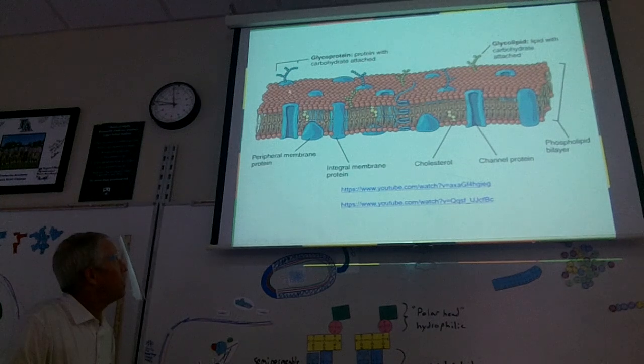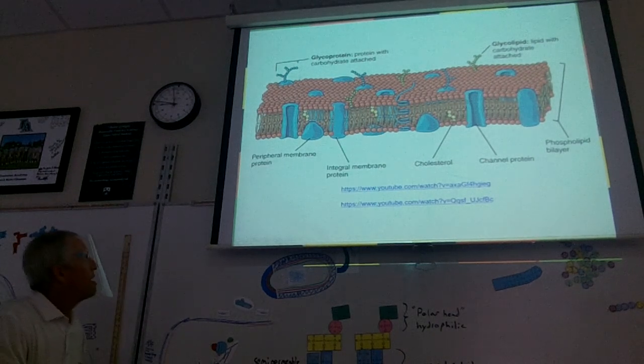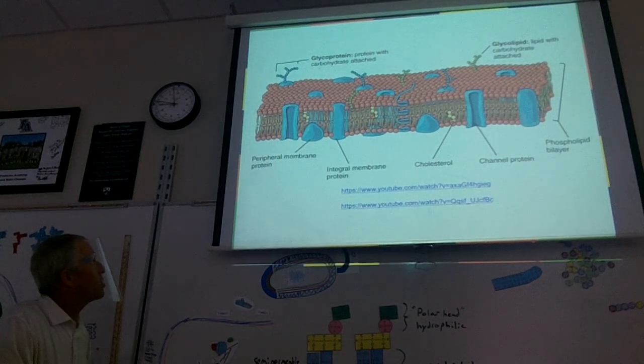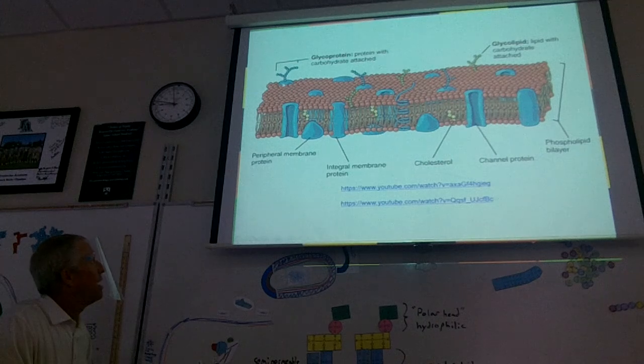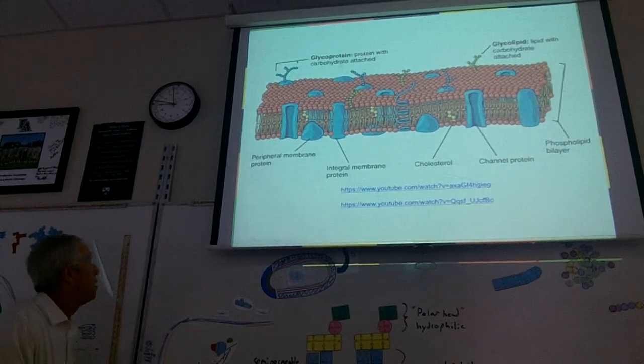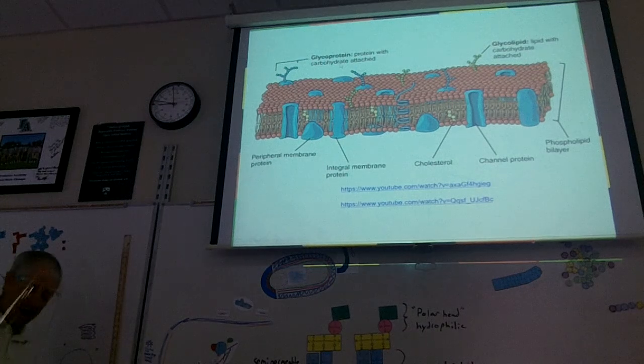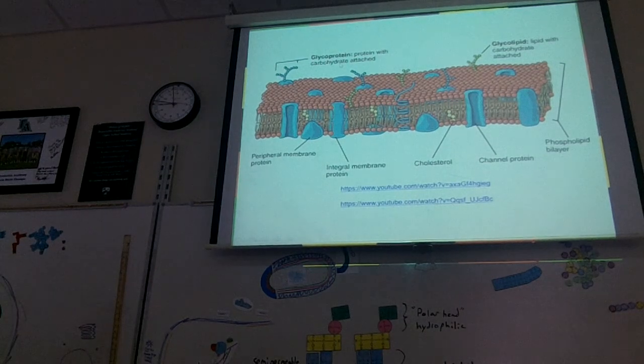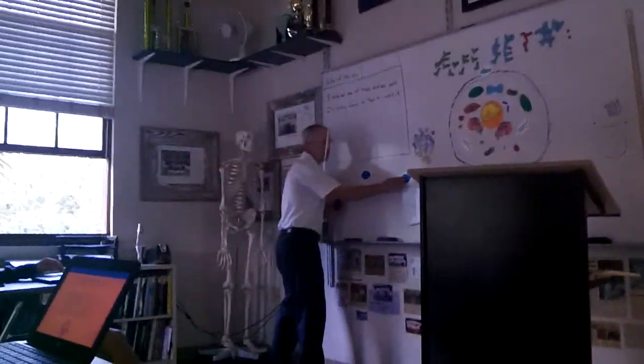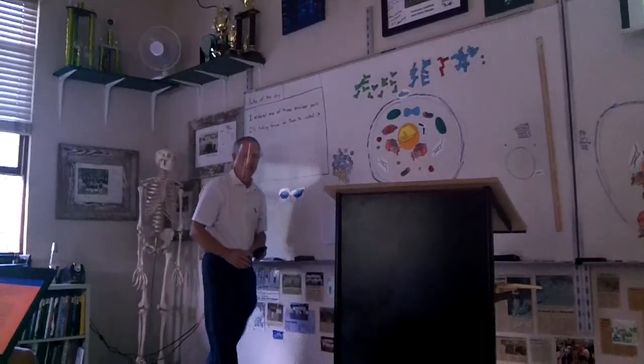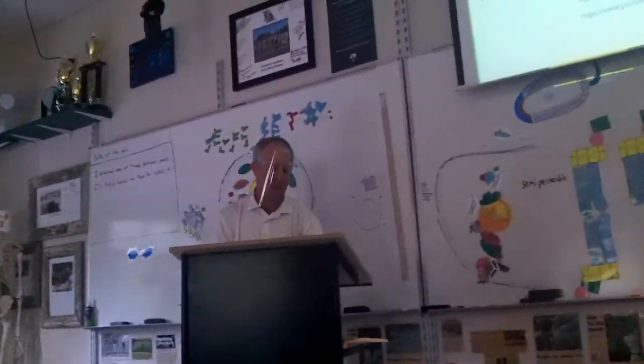And sometimes on the outside, like this one right here, this has a carbohydrate chain attached to it. This is called a glycoprotein, and you see that thing sticking off there? That's a carbohydrate chain. What do I mean when I say a carbohydrate chain? It's many of these things hooked together in a long chain. Y'all remember carbohydrate chains, right?